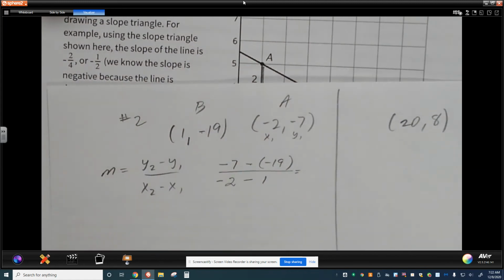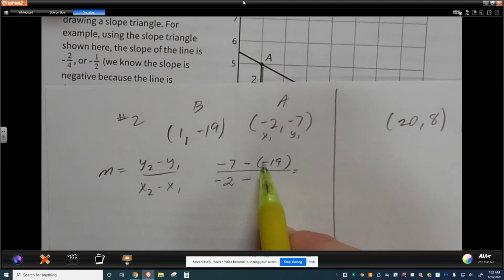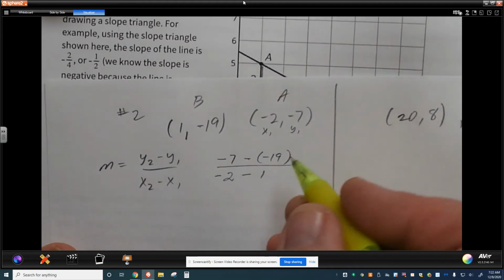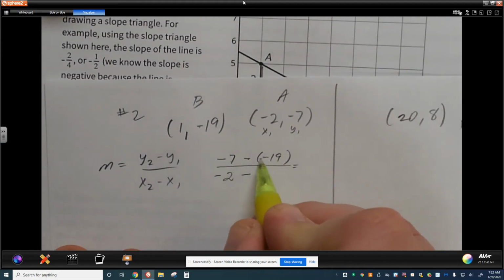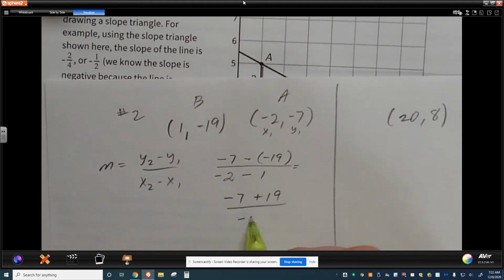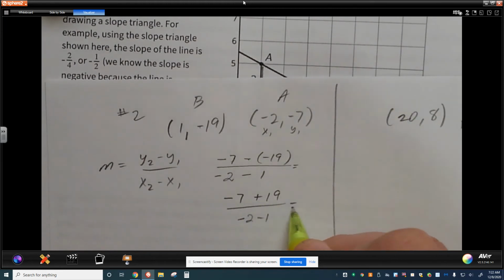And then I need to remember that when I subtract a negative, I'm doing the same thing as adding. When you subtract a negative, rather than moving left on a number line, we are actually removing negatives, which moves us to the right on the number line. And so when we have -7 minus -19, we're saying the same thing as -7 plus 19, divided by -2 minus 1, which would give us 12 divided by -3, or a slope of -4.